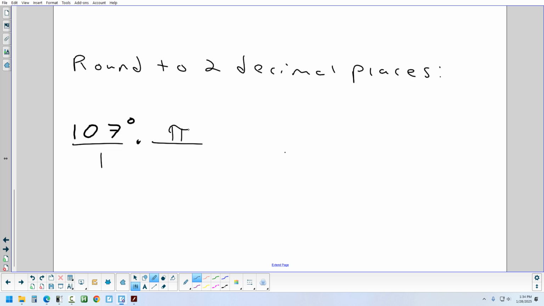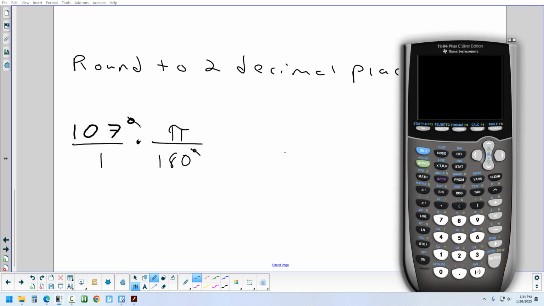We're going to divide by 180. What cancels out there first? The degree. Degree in the bottom, degree in the top. And now we're just going to multiply out what we have left.